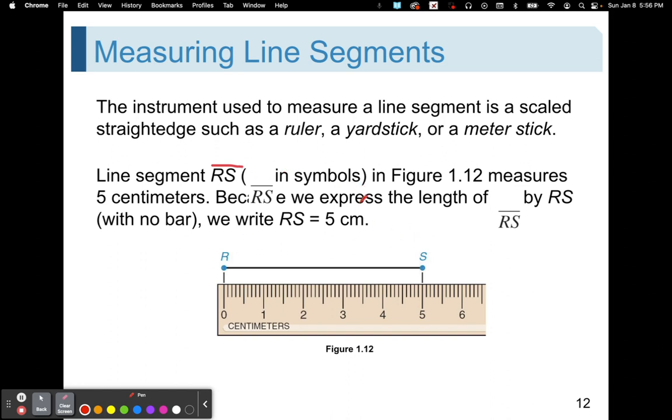In figure 1.12, we see that the measurement of that line segment is 5 centimeters, because we express the length of RS with no bar. Like we talked about before, if we just want to talk about its length, we can just say RS, and I'm trying to write that as italicized. RS is equal to 5, and that signifies that the line segment is equal to 5.